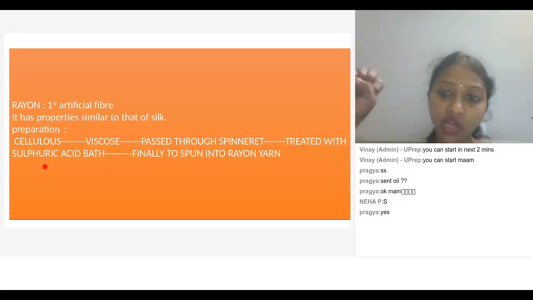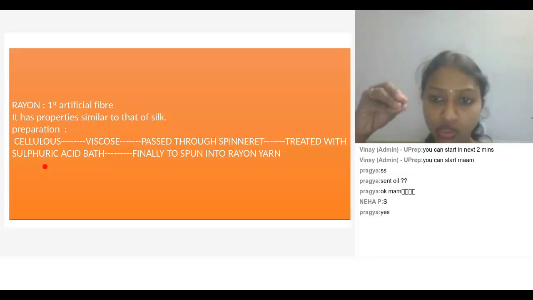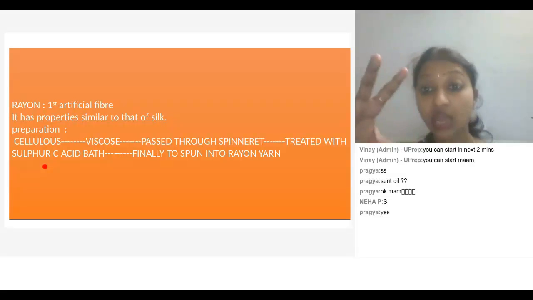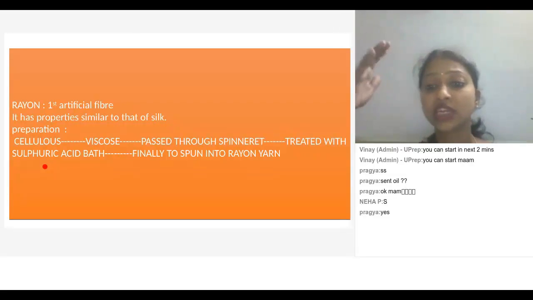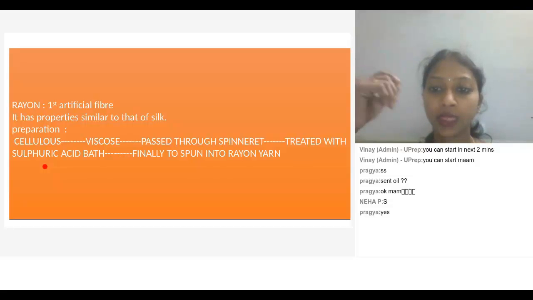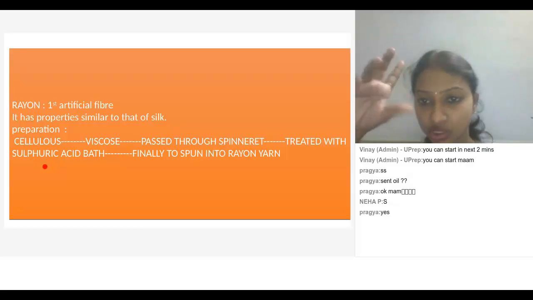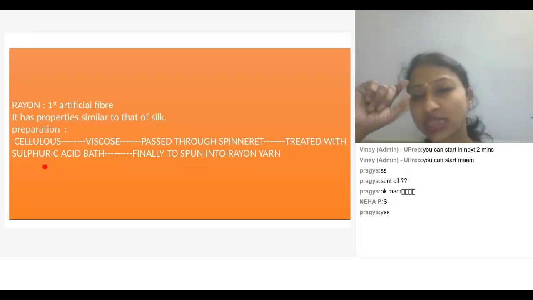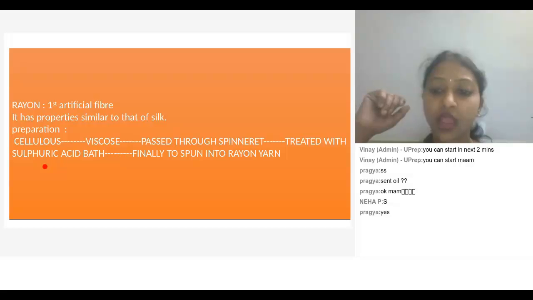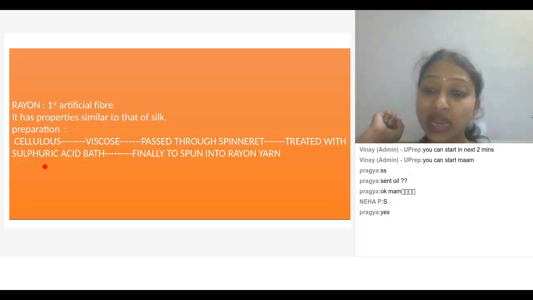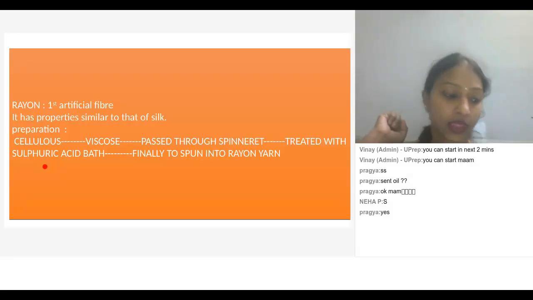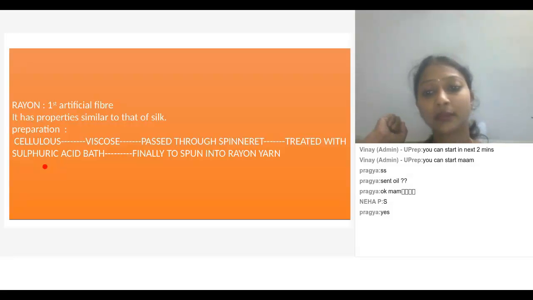So that means by adding more chemicals to cellulose, here the main raw material is cellulose, but along with it a high percentage of chemicals is added. After adding, it converts into a viscose thing, a strong, thick liquid, and this liquid passes through a spinneret. What do you mean by spinneret? I actually don't know.